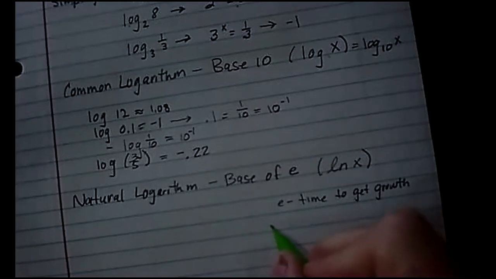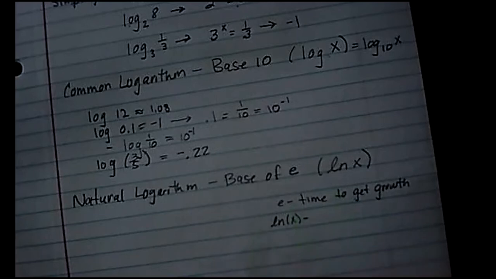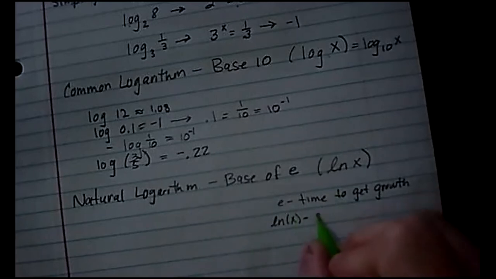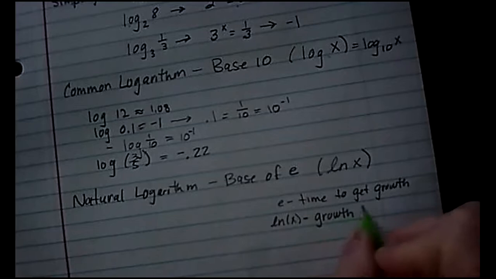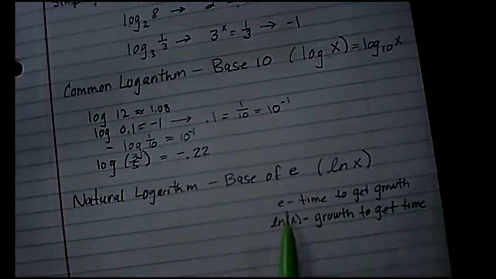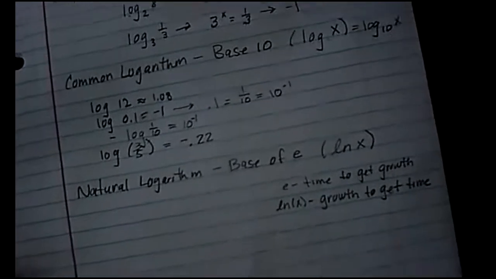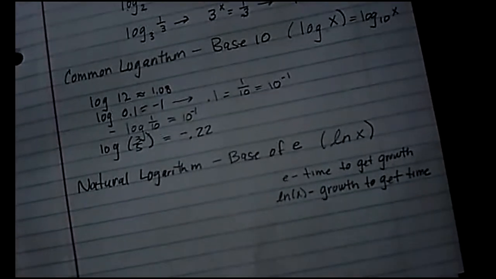Well, the natural log then is the inverse of that. So it's going to say, I'm going to plug in growth to get time. And E deals a lot with growth because it's continuous growth. It's growing continuously, it's growing exponentially. That's just to give you an idea of why we use that base E with the natural logarithm, because they're inverses of each other.